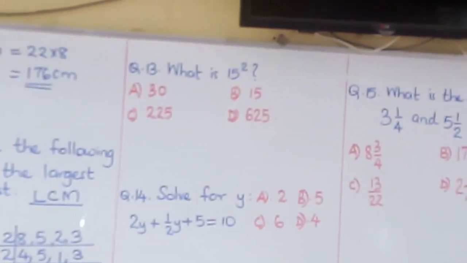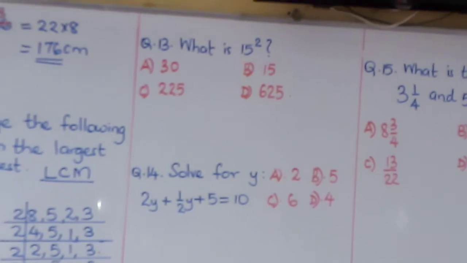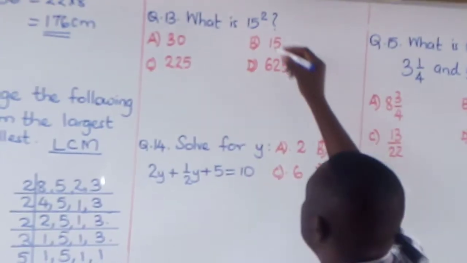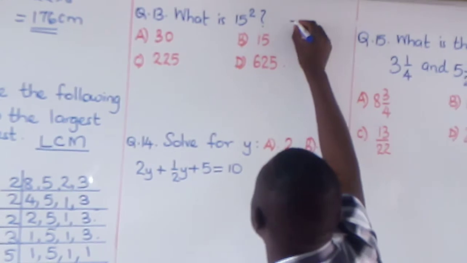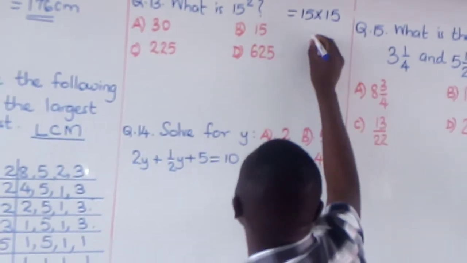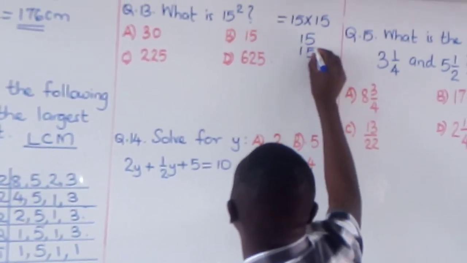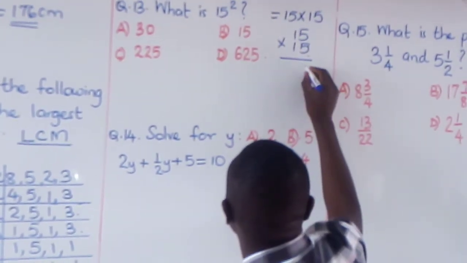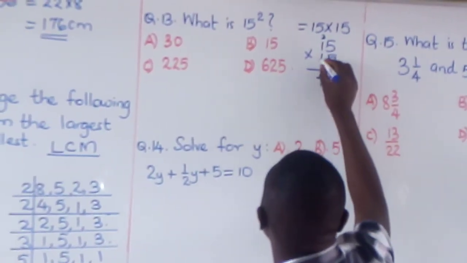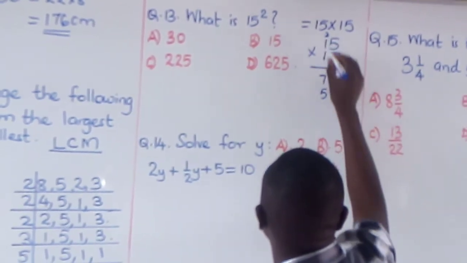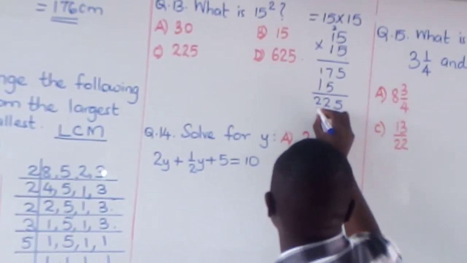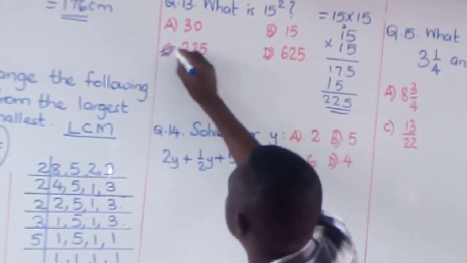Now, boys and girls, they ask, what is 15 squared? Not 15 times 2, 15 squared. Now 15 squared means 15 multiplied by 15. And so we can use the long method, 15 multiplied by 15. 5 times 5 is 25. We carry 2. 5 times 1 is 5 plus 2, 7. 1 times 5 is 5, and 1 times 1 is 1. Then we add 5, 2, carry 1, 2. So the answer here is 225.